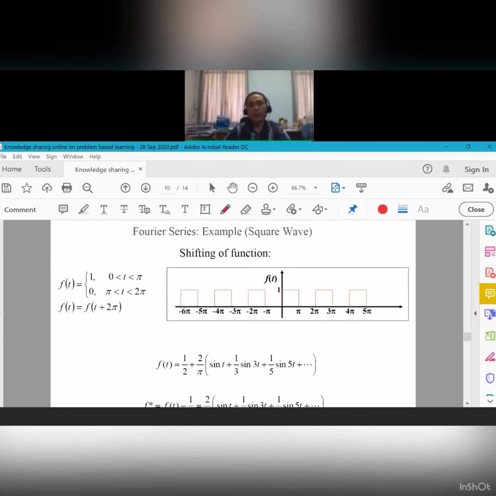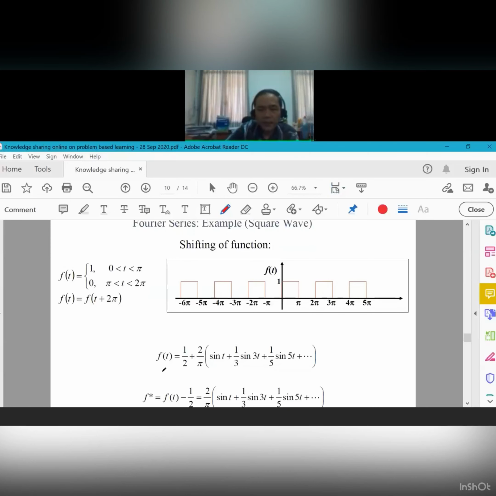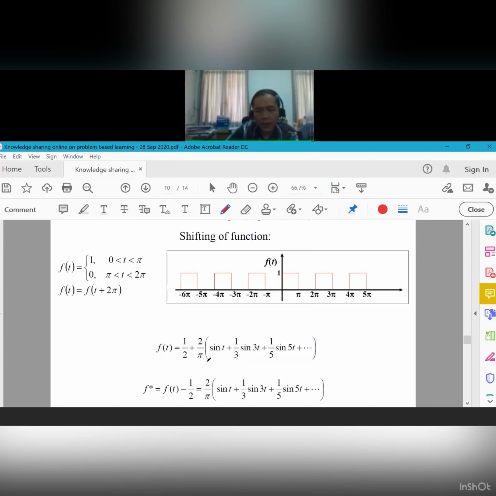Now after we discuss the result, we try to emphasize more on the result. So we try to highlight to them, this is our result. This result actually we can move the half to the left hand side. So function minus half is equal to this. This function will become function minus half. So it's f star. This is f star.